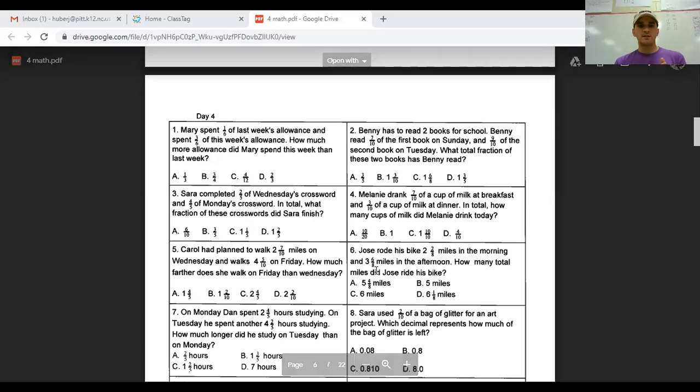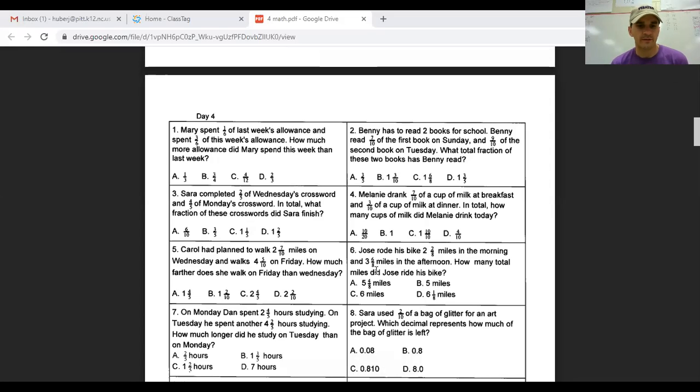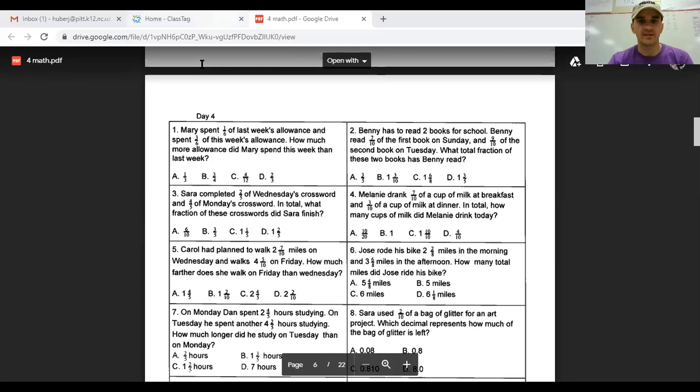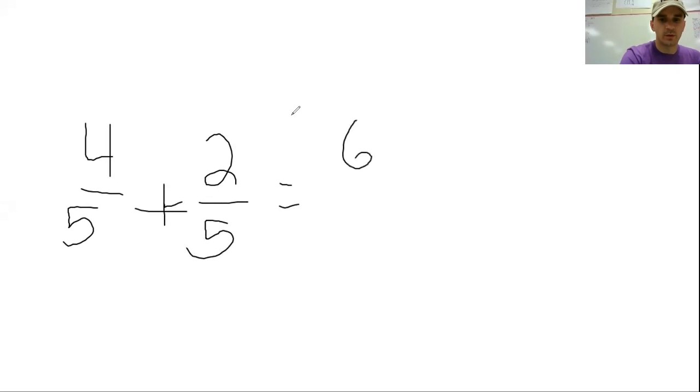It says, Sarah completed 2/5 of Wednesday's crossword and 4/5 of Monday's crossword in total. What fraction of these crosswords did Sarah finish? Pretty similar question there, but you've got 4/5 and 2/5. Total told us we were going to add. So we got 6/5, which is not an answer choice. Running through the checklist, I see that that's an improper fraction, so I'm going to convert that to a mixed number. Fraction bar means divide. So 6 divided by 5.